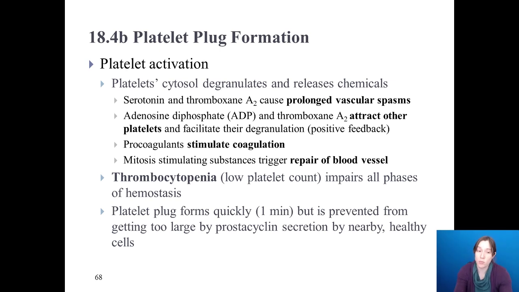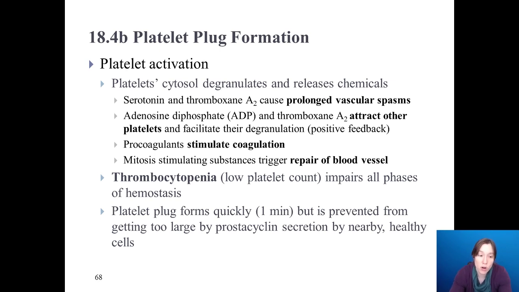And these chemicals do a couple of important things. And so first of them, the serotonin and thromboxane A2 cause prolonged vascular spasms. So as we talked about in that first step, the vascular spasm, it can be longer or shorter depending on how many of these chemicals are released. ADP and thromboxane A2 also attract other platelets and facilitate their degranulation. So this is a positive feedback mechanism. Some platelets get stuck and they degranulate, and that causes other platelets to get stuck and also degranulate, and that's going to keep going, positive feedback, until the blood clotting is done, right? Until we stop losing blood.